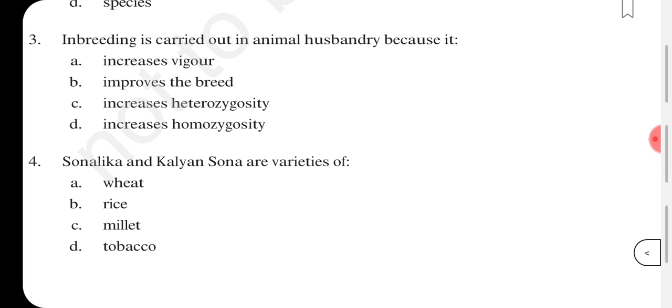Sonalika and Kalyan Sona, they are the varieties of wheat, rice, millet, or is it a variety of tobacco? So here the answer is it is a variety of wheat. Sonalika and Kalyan Sona, they both are the varieties of wheat.